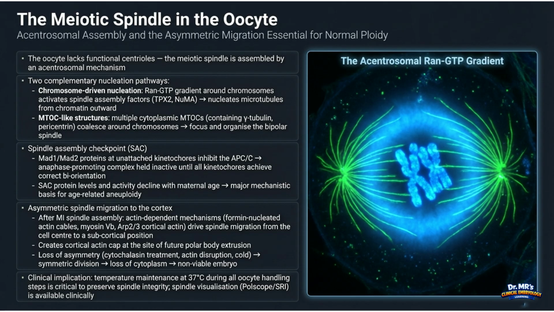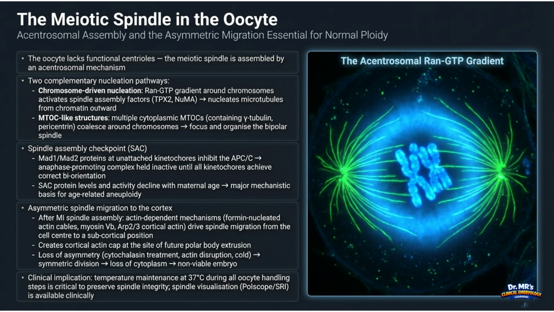Exactly. When TPX2 is activated by RAN-GTP, it triggers the nucleation of microtubules directly at the surface of the chromatin. So instead of microtubules shooting out from a centrosome to find a chromosome, the microtubules literally start growing outward from the chromosomes themselves. That's the inside-out pathway. But that just gives you a messy sunburst of microtubules around the DNA. You need to organize them into two distinct poles to pull things apart. This is where the second, outside-in pathway comes in.